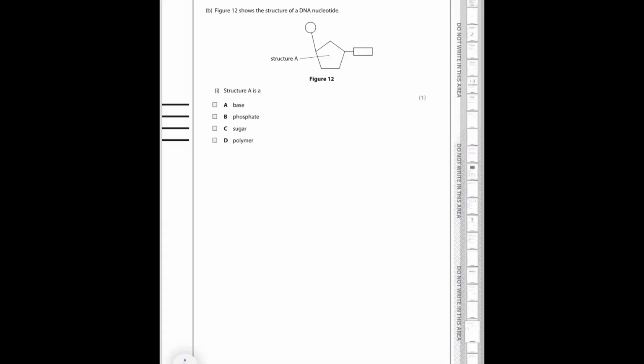So in this question, we have figure 12, which shows the structure of a DNA nucleotide. So here we have the base, here we have the sugar, and here we have the phosphate. And our question is, structure A is, so if we look at structure A, it is the sugar.